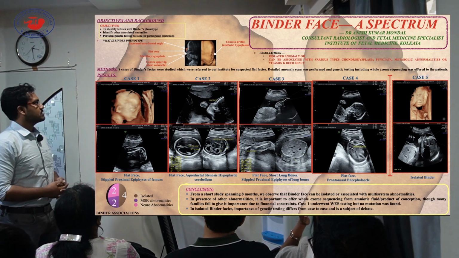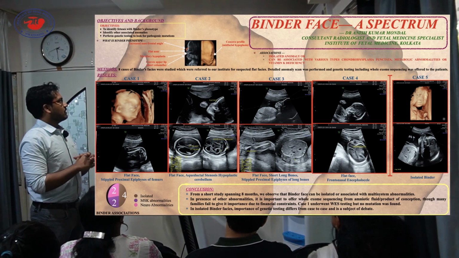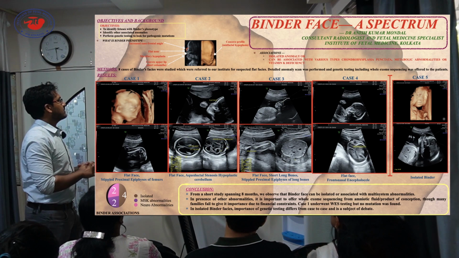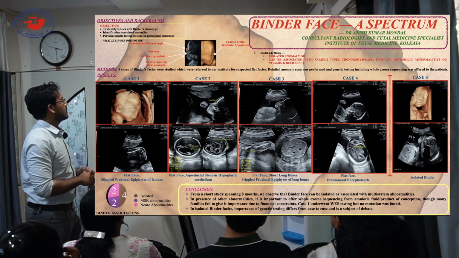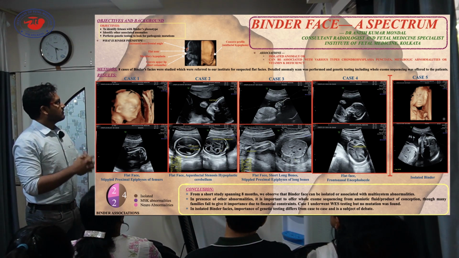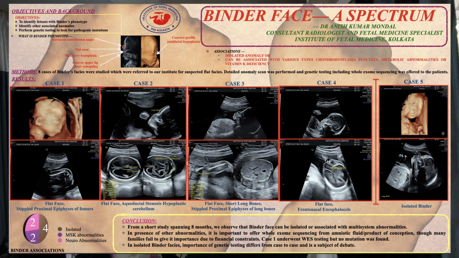So our objectives were to identify the fetuses with Binder's phenotype, look for any other associated anomalies, and perform genetic testing to look for pathogenic mutations. So what is Binder phenotype? It is more commonly referred to as flat face. So what do we see in a flat face?